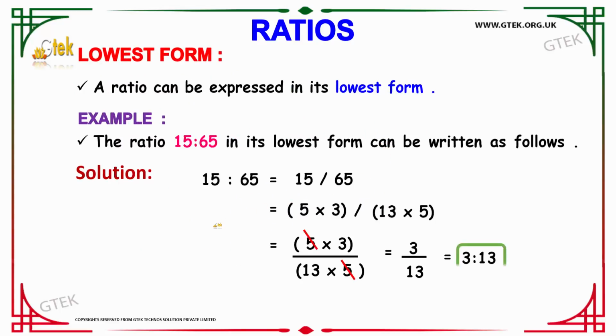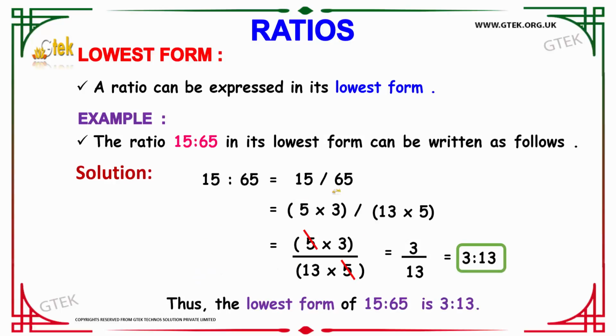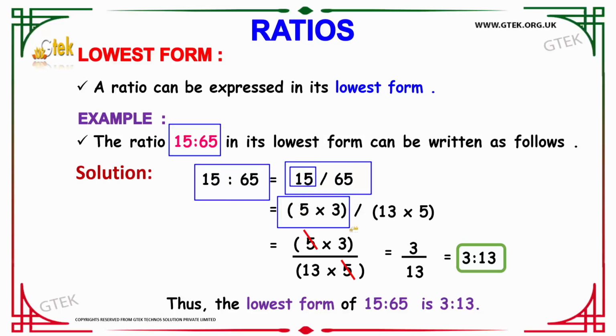Now we shall move to the next concept called lowest form of ratio. A ratio can be expressed in its lowest form, which is shown over here with an example. We have the ratio 15 is to 65, and its lowest form can be written as follows. The first step is rewriting it as a fraction. Then we simplify 15 as 5 into 3 and we simplify 65 as 13 into 5.